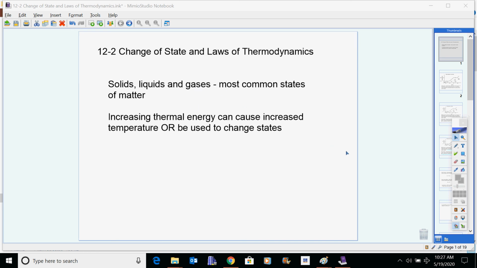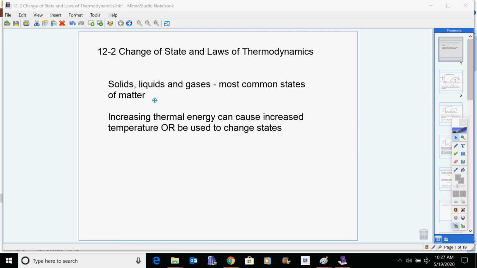But the most common states of matter that we're used to seeing around us are solids, liquids, and gases. Yes, I know in the universe you've got plasma, but as far as what we deal with on a day-to-day basis, we're talking about solids, liquids, and gases. And so this is where we're working on our understanding today.